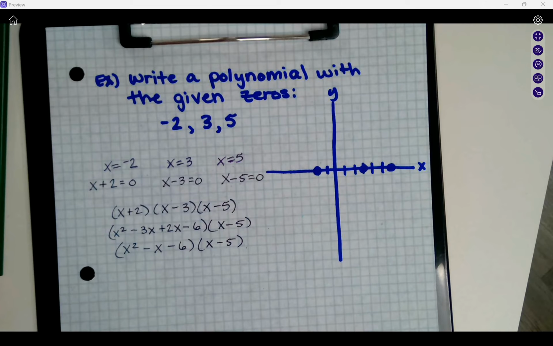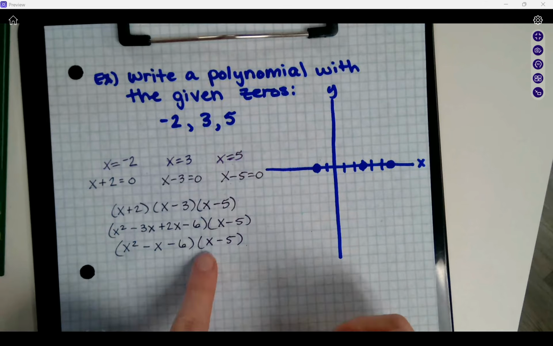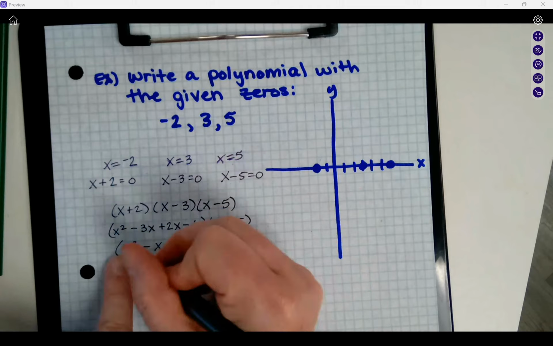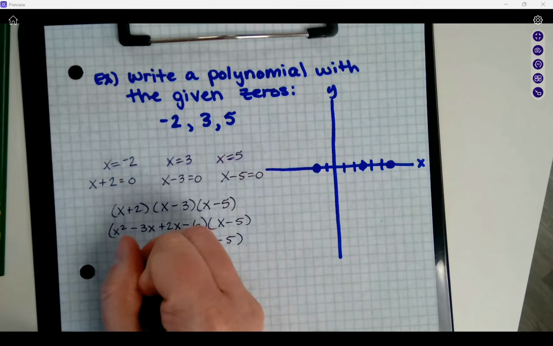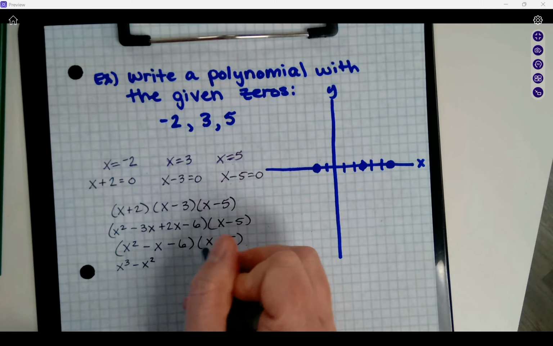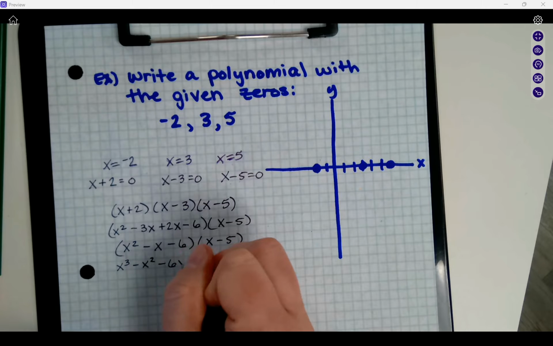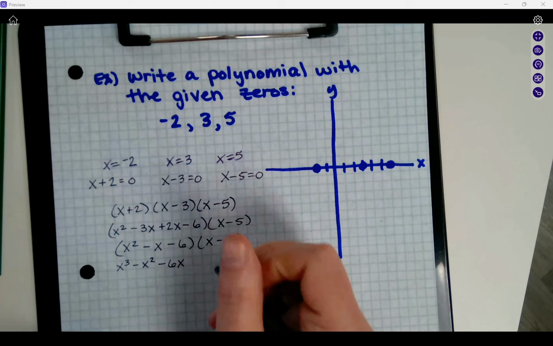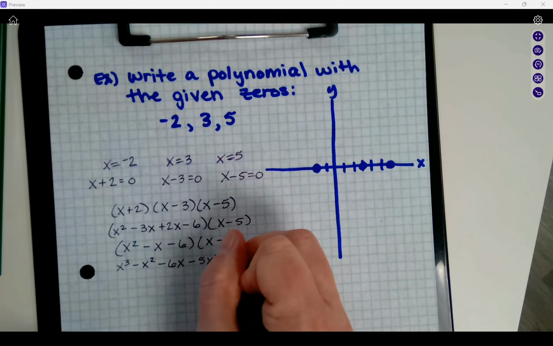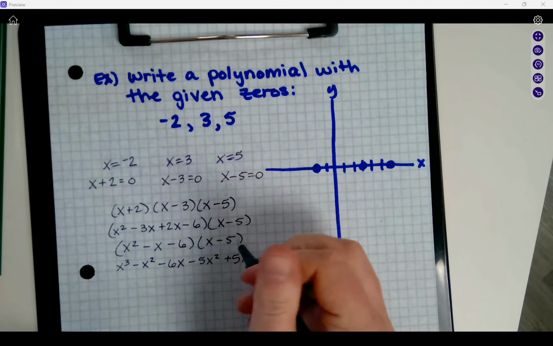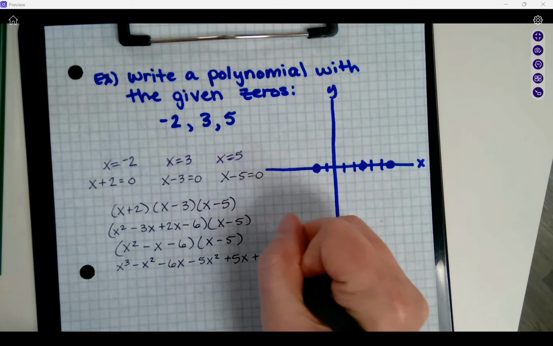I am going to do some right-hand distribution, and I'm going to distribute this x across this trinomial here. So x times x squared is x cubed. X times -x is -x squared. X times -6 is -6x. And now I need to distribute this -5 across the trinomial. So -5 times x squared is -5x squared. -5 times -x is +5x. -5 times -6 is +30.